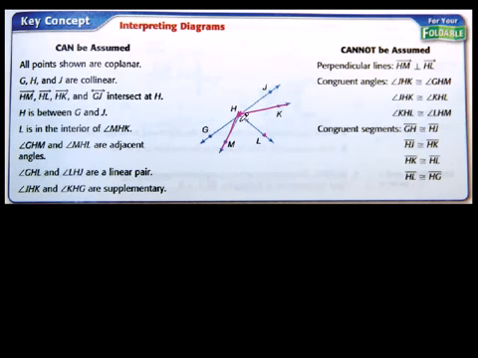Just because it looks like they are, watch this. If I just put a line here and a line right there, it sure looks like they're perpendicular, doesn't it? But if that little box isn't there, you cannot say that they're perpendicular. So go through some of these, things that you cannot assume, and here's some things that you can assume, and that'll help you out.